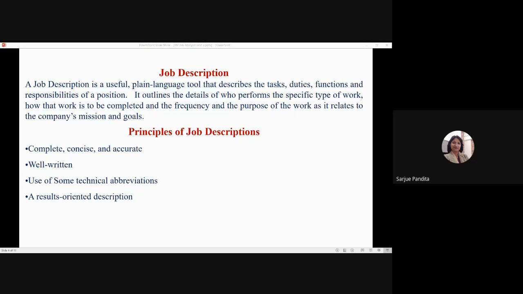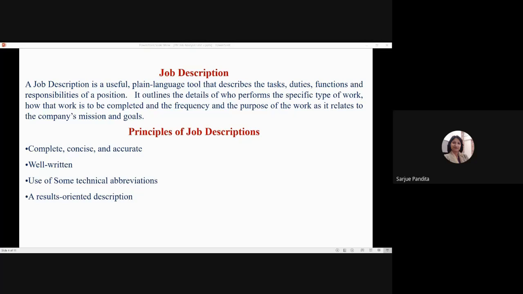What does it mean? That it should be easily understood by anyone who reads it, and not only by those who are familiar with the position. That means while writing job descriptions, you should keep in mind the language which is being used, and jargons should be avoided. Only those jargons which are very specific, very common, you can use, but otherwise it should be very simple, and language has to be very plain, because the objective of writing a job description is that it should be understood by the employees.